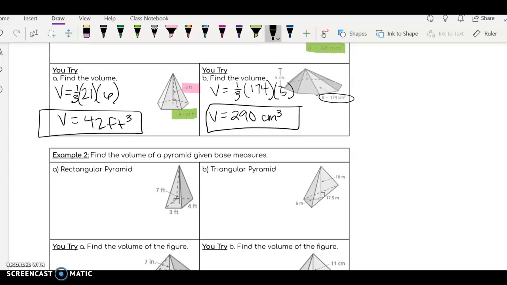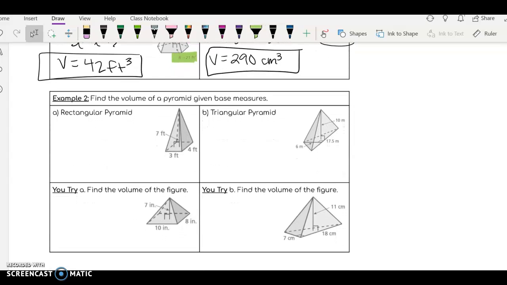Keep in mind the height is not the slant height. That's different. That was from the top down the side. When we use volume, we want the actual height. So from the tallest point down to the bottom is our height. So that's saying that that's 5.